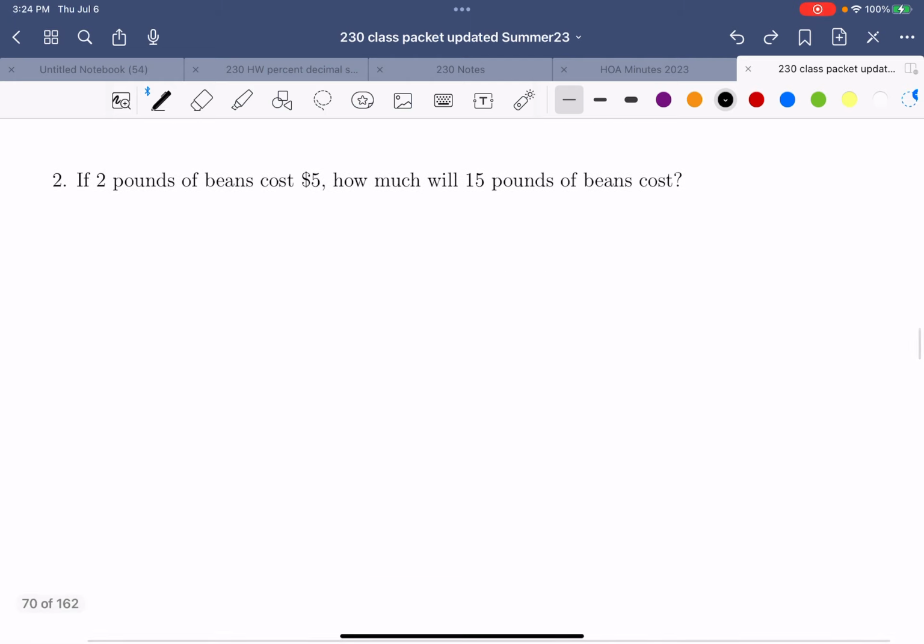Number 2, the labels on my numbers here are pounds and dollars. And how much does it cost would also be in dollars. And then there really aren't any other labels here. This is kind of a basic statement.